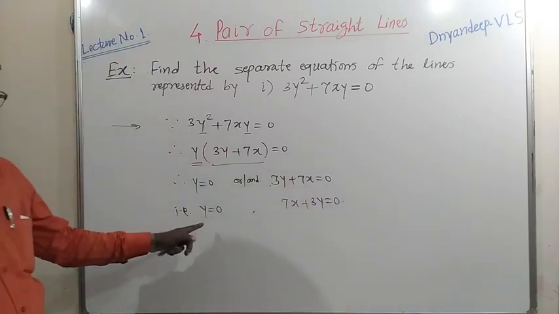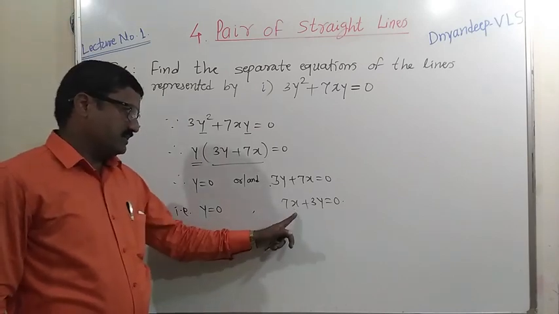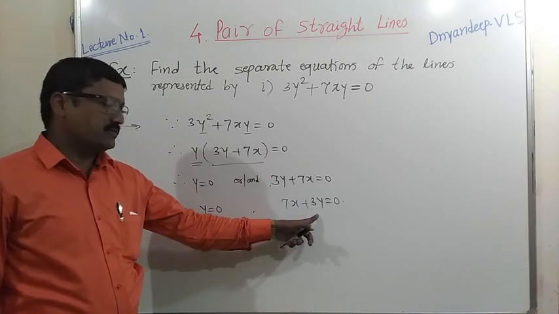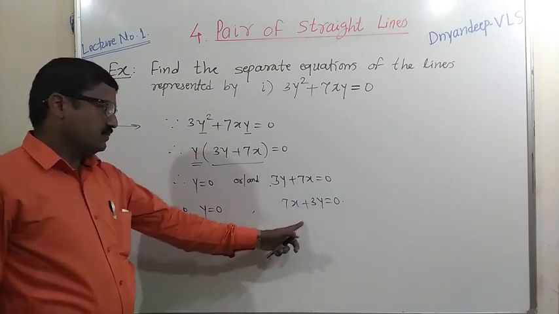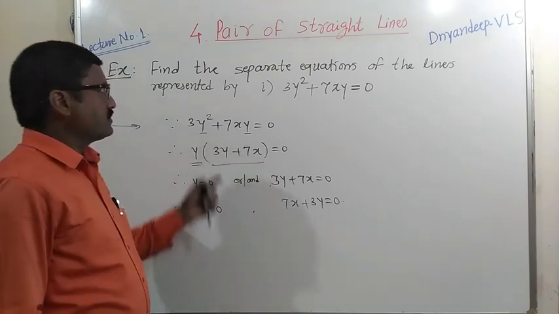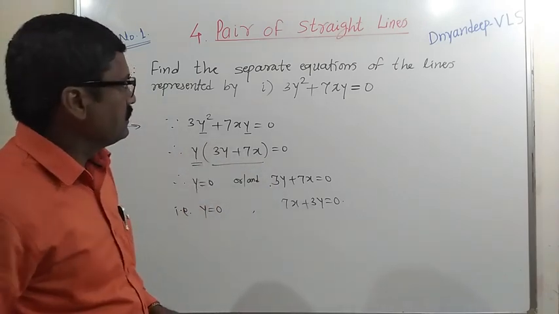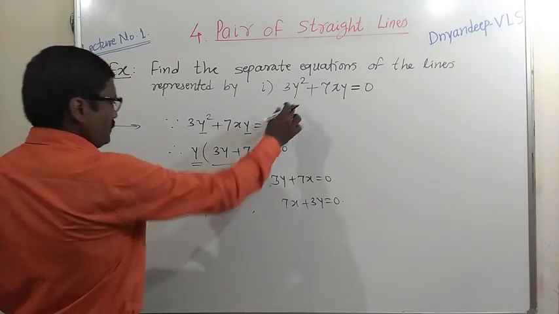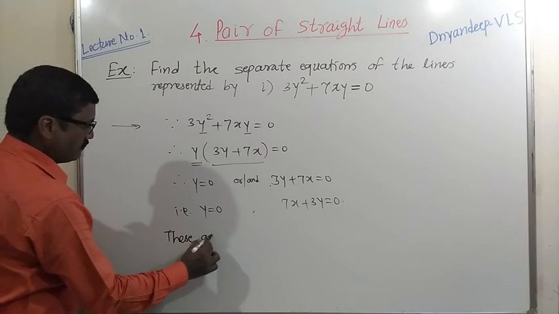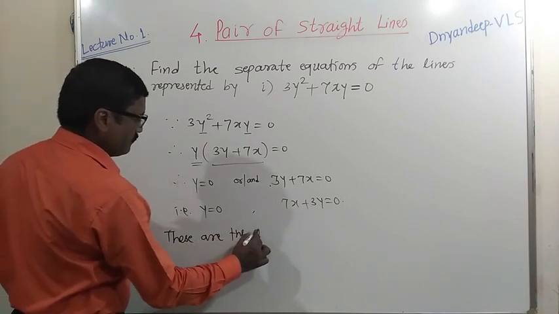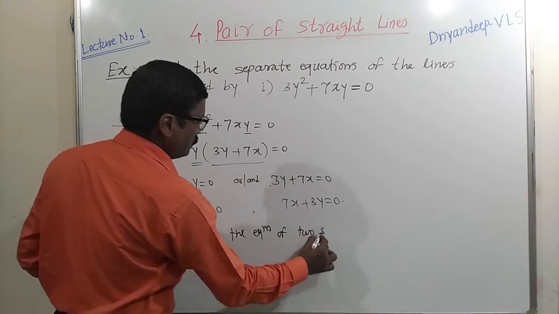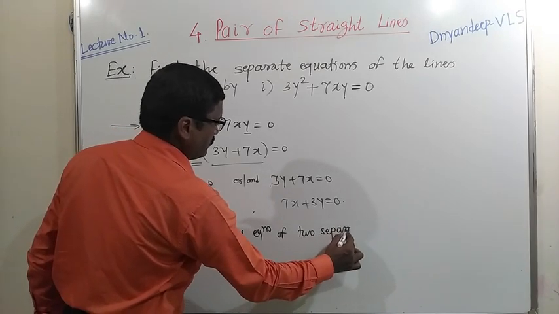We know that y equal to 0 is nothing but the equation of the x-axis, and in the other equation the constant term is absent, so this is the equation of a line passing through the origin. So these are the two lines, the x-axis and a line passing through the origin. These are the two equations of the lines which are combinedly given by this equation. So these are the equations of the two separate lines.